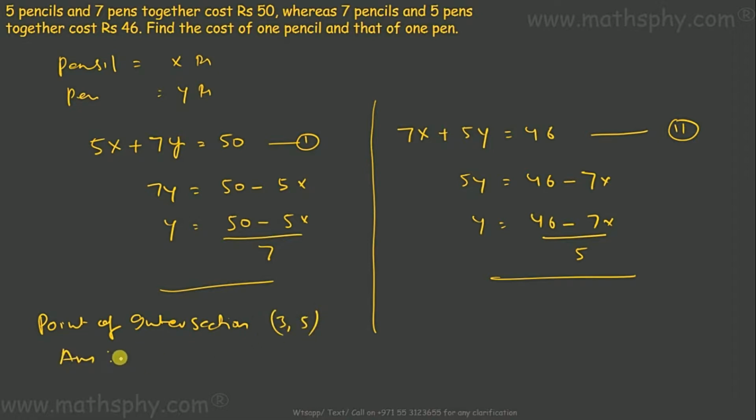So the answer would be: pencil is x, so pencil would be 3 rupees per piece, and pen is y, so y is 5, so it would be 5 rupees per piece. That's the answer for this question through the graph.